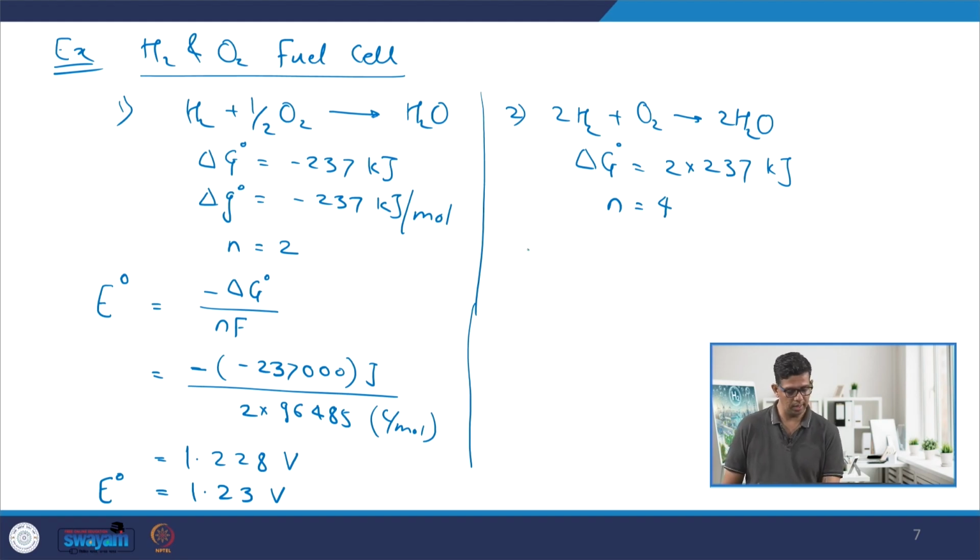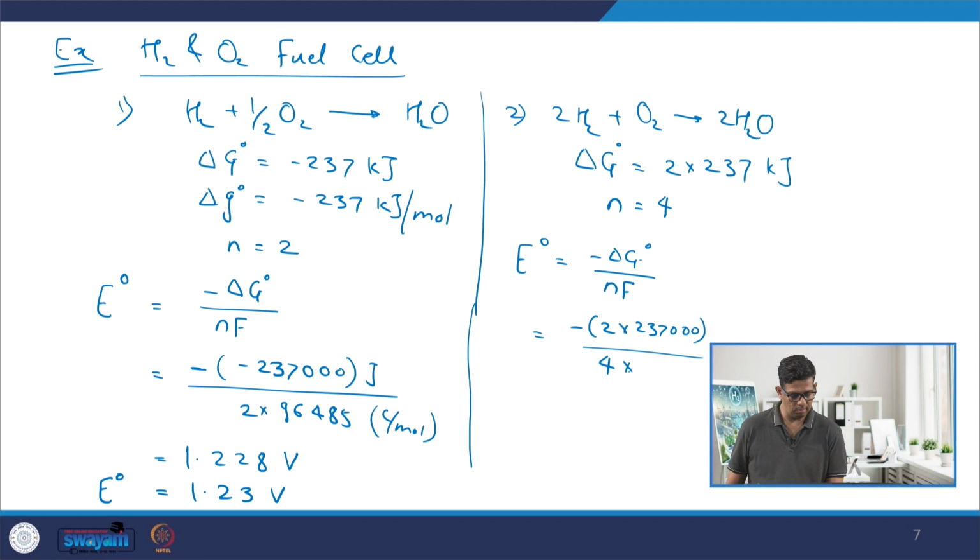So let's again take the same expression, E naught equals minus delta G naught by NF. So what is our Gibbs free energy? It is minus of twice 237,000 joules, divided by 4, multiplied by 96,485. So, as you can see, this remains the same, this is 2, this becomes 2. So we ultimately get to the same expression, same substitution. So this also comes close to 1.23 volt.